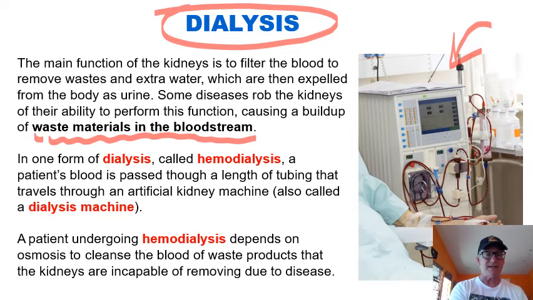So hemodialysis then, hemo meaning blood of course, uses osmosis to cleanse the blood of those waste products that the kidney can't do. And so it's really important for them to go to dialysis like 1, 2, 3 times a week, depending how much kidney function there is.